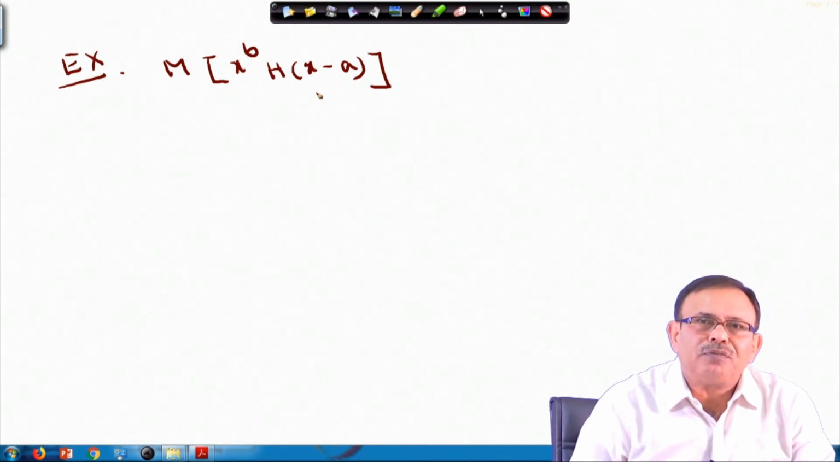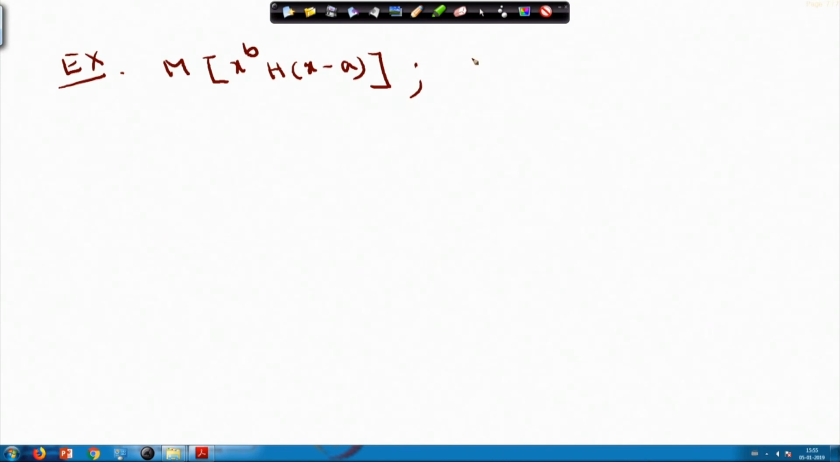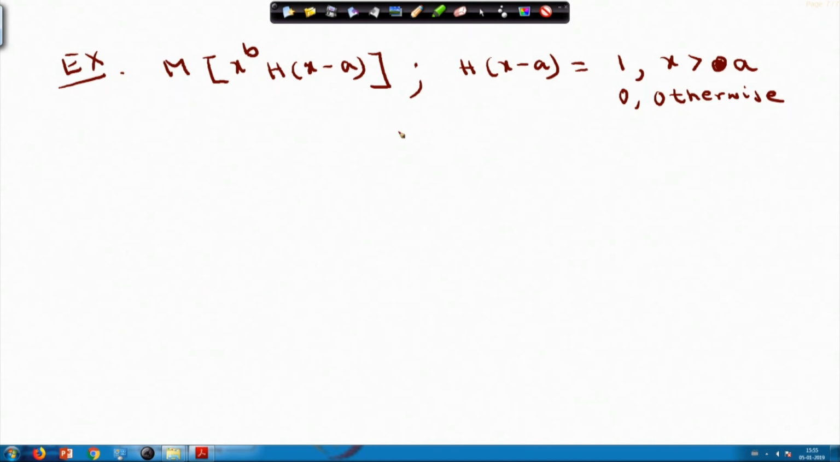H is the Heaviside function, which is defined as follows: H of x minus a equals 1 for x greater than 0 and 0 otherwise. Sorry, this is x minus a, so it will not be 0. This we have discussed earlier, that Heaviside function.